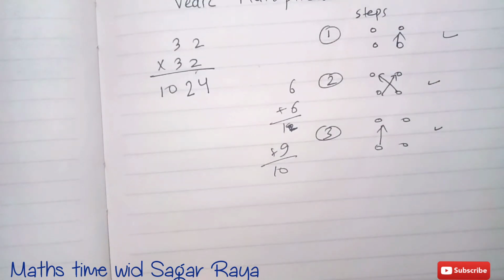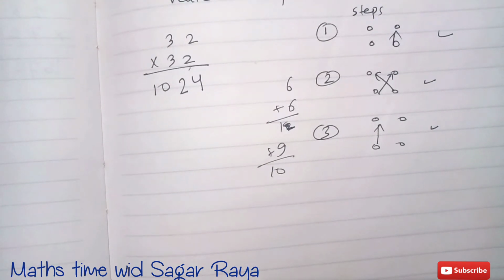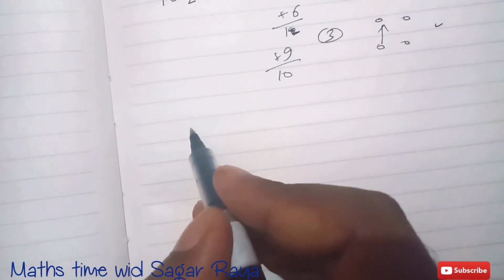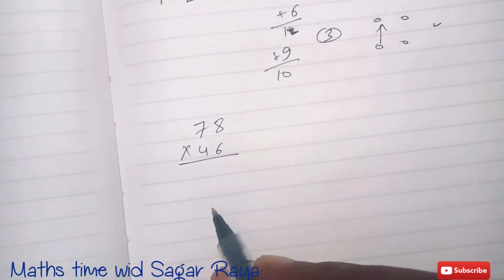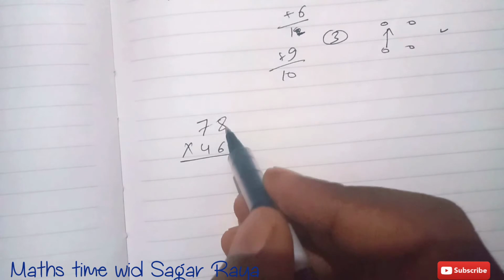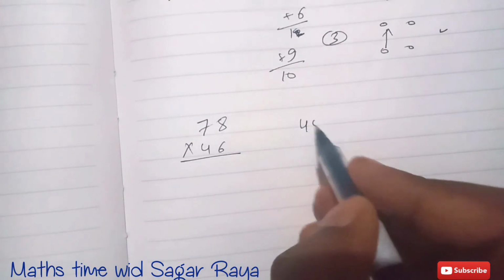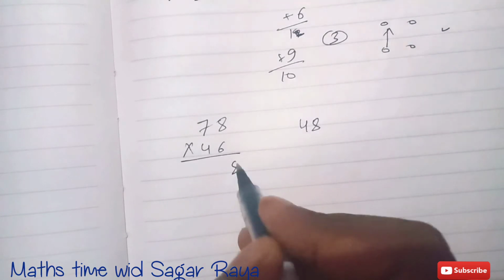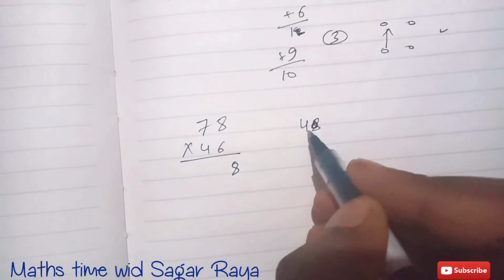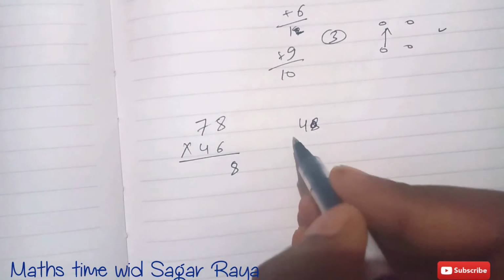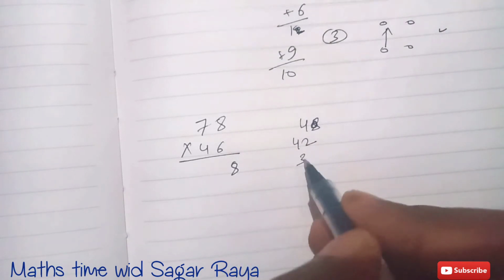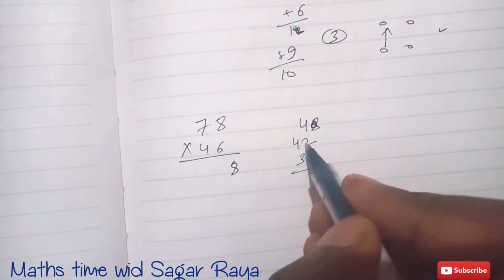Now let's do a little bit more difficult question, multiplication of bigger numbers. Let's take 78 and 46. Let's multiply this. In the first step we will multiply 8 and 6, so 8 6s are 48. If there comes 48, just write down 8 and carry 4. In the second step we will multiply crisscross, so 6 7s are 42 and 8 4s are 32.